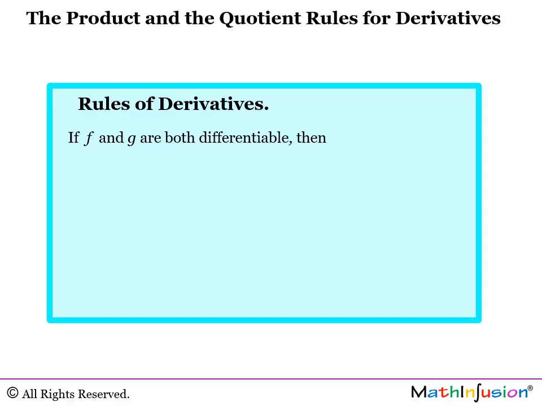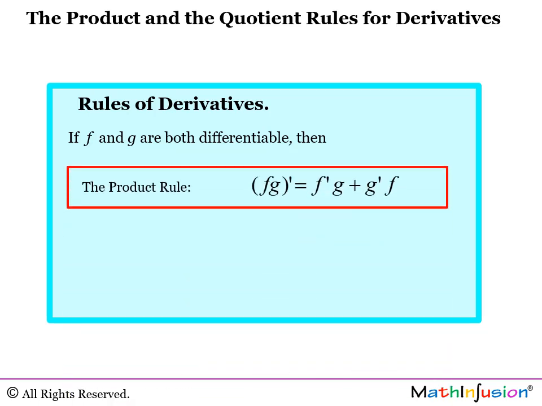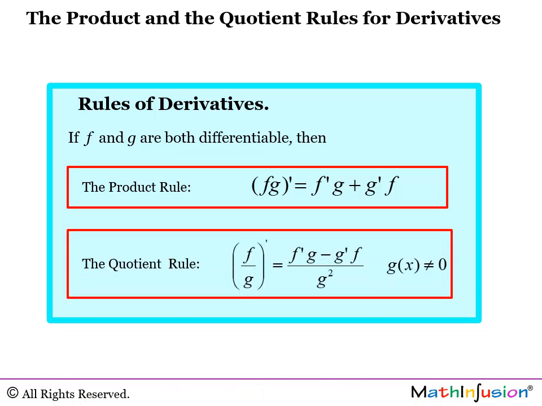If f and g are both differentiable, then here is the product rule. The derivative of the product f times g is the derivative of f times g plus the derivative of g times f. And the quotient rule: the derivative of the ratio f over g is the derivative of f, the top function, times g minus the derivative of g times f, all of that divided by g to the power of 2, provided obviously that g of x is not 0.